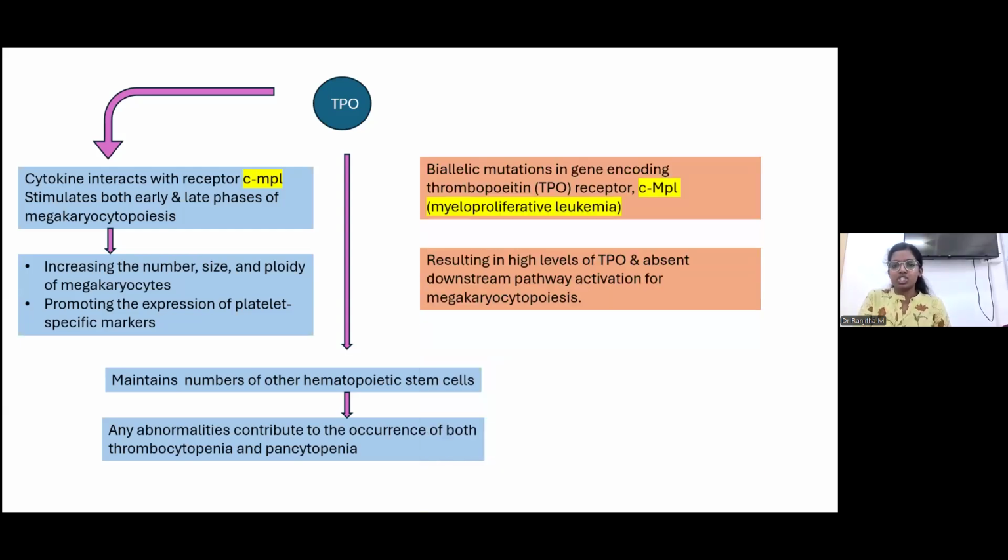So biallelic mutation in the gene encoding the thrombopoietin receptor, that is CMPL, which stands for myeloproliferative leukemia, results in high TPO levels because the receptor is not functioning and the negative feedback inhibition is absent. And hence, the downstream pathway active for megakaryopoiesis is not there. Hence, presentation with thrombocytopenia initially and then pancytopenia on follow-up.